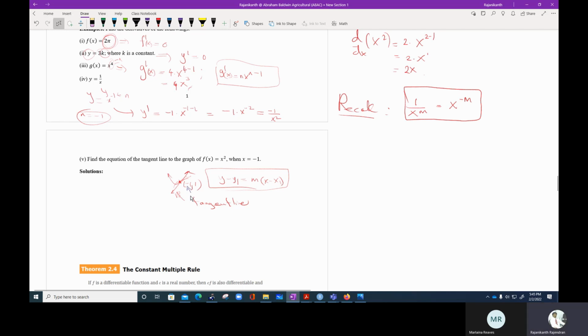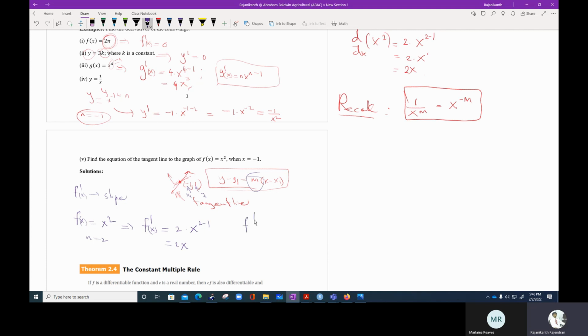This point is x1, y1. Your task is first finding the slope of the tangent line. You know the slope of function f is nothing but f prime of x. So let us find the slope then. You know the function f(x) is x squared. Now you know how to find the derivative function f prime of x. This is an exponent, n is 2. Therefore, f prime of x is 2x to the 2 minus 1, which is 2 times x. That is the derivative function at x.